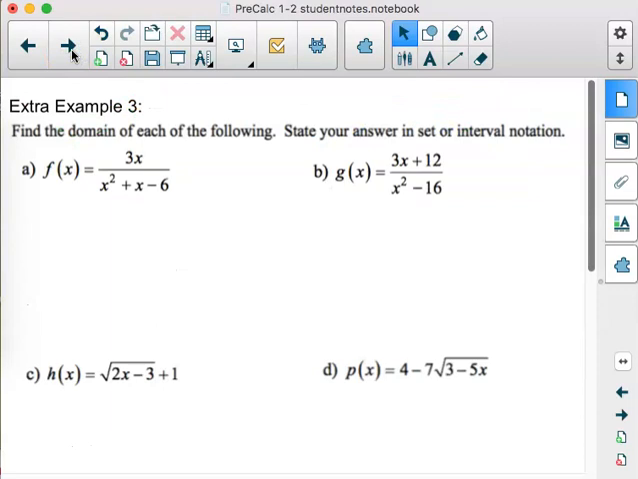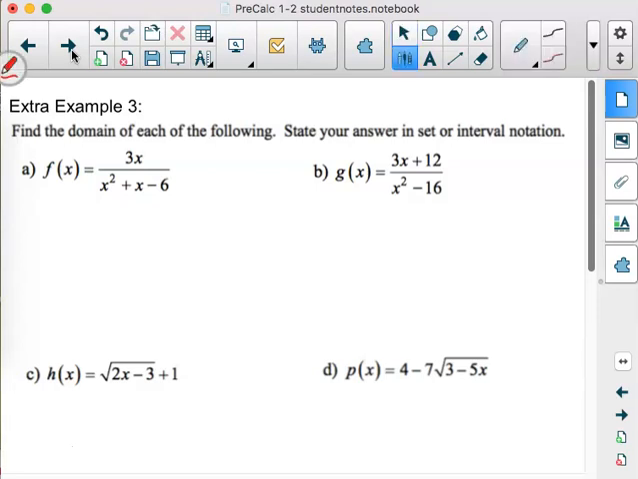Now, we are at example 3. And you're going to notice this next page, front and back, all about all this good stuff that we have to do with domain and range. So extra example 3 says find the domain of each of the following, state your answer in set or interval notation. So here's my challenge to you. What I would like you to do is try to do it on your own, and then pause the video, try and do it on your own, and then come back afterwards and see if you have the same answers.